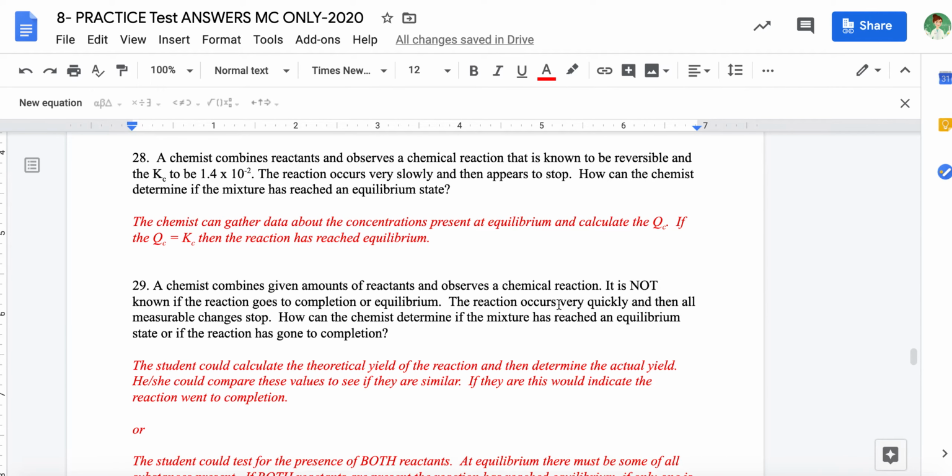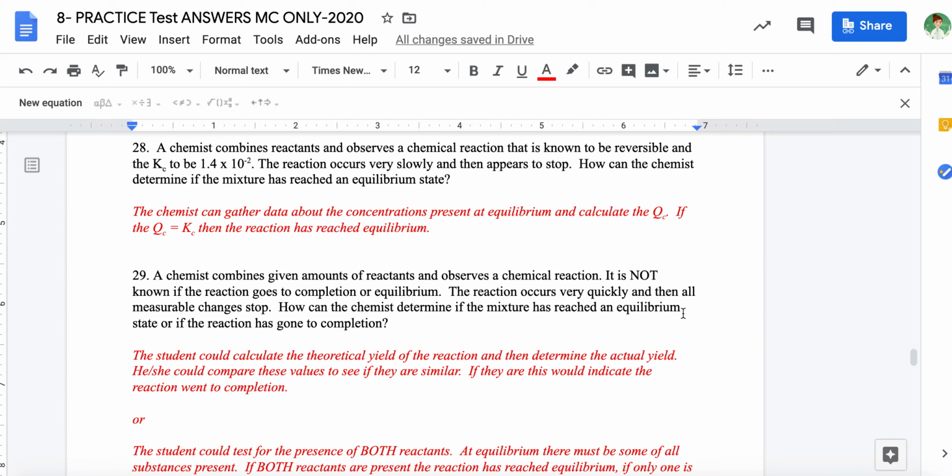All right, we have a couple interesting situations here in 28 and 29. A chemist combines reactants and observes a chemical reaction that is known to be reversible, with a Kc of 1.4 times 10 to the negative second, which tells us that the reactants are favored. The reaction occurs slowly and then appears to stop. How can the chemist determine if the mixture has reached an equilibrium state?